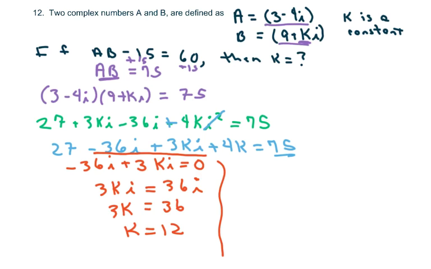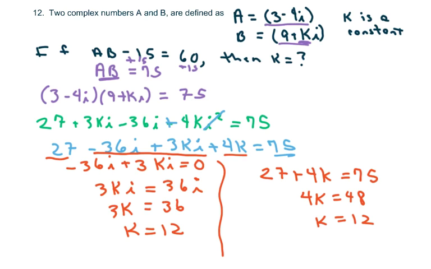Okay, or the other way is to ignore the imaginary terms, because they add up to 0, and set the real terms equal to 75. So my real terms are going to be 27 plus 4k. Those are the ones without the i's in them. And set that to 75. And when you do that, you get 4k equals 48, and k is 12. So any route leads to the correct answer, which is 12. And that's a griddable.